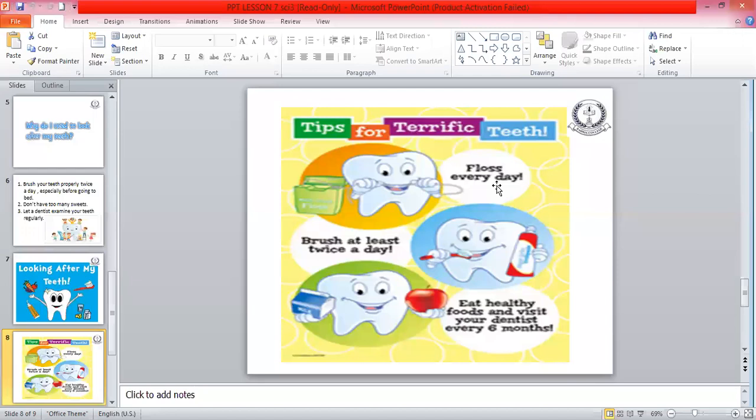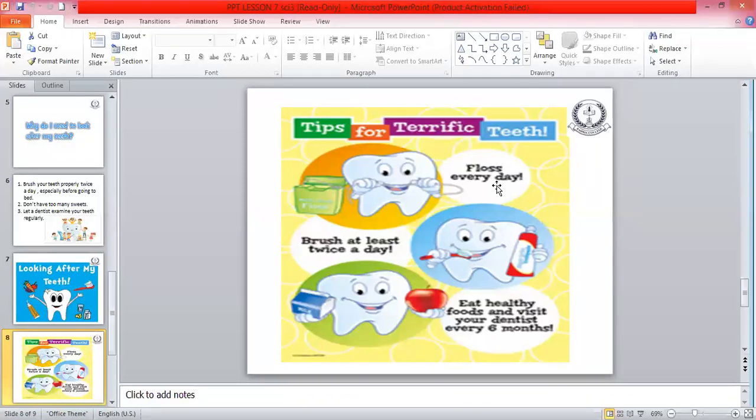Then eating healthy food, as I told you before. Like we say, eat healthy if you want to stay healthy, right? Similarly, eat healthy if you want your teeth to be healthy. Know what sort of healthy foods? The foods that are rich in calcium are really very important for your teeth to stay strong and healthy.